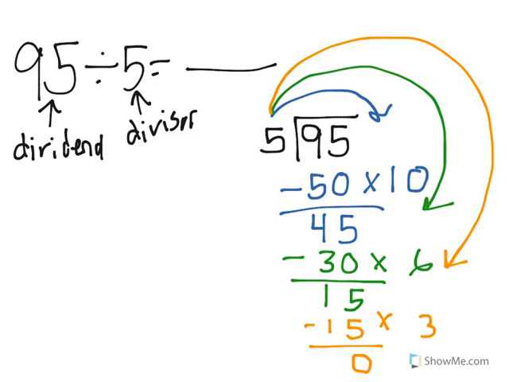I have nothing left to subtract, so this means that I take these three numbers and add them together. 10 plus 6 makes 16. 16 plus 3 makes 19, which gives me my quotient of 19.